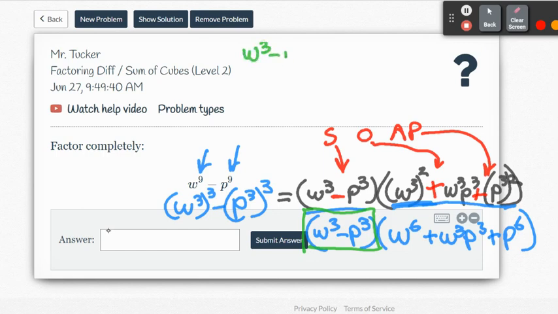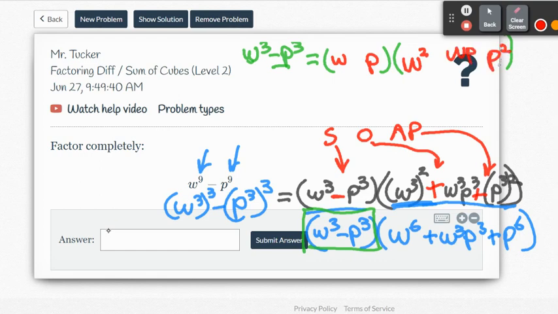W cubed minus p cubed is its own difference of cubes formula. These are both cubes, so I'm not going to go through the process of identifying and separating all that. So we're just going to write a binomial times a trinomial. The binomial is first term, last term. The trinomial is first term squared, and then the first term times the second term is the middle term, and then the last term squared. So that's the pattern, that's the process, if you look at the formula, that's what it says. And then we fill it in with SOAP. Same sign, opposite sign, always positive sign.